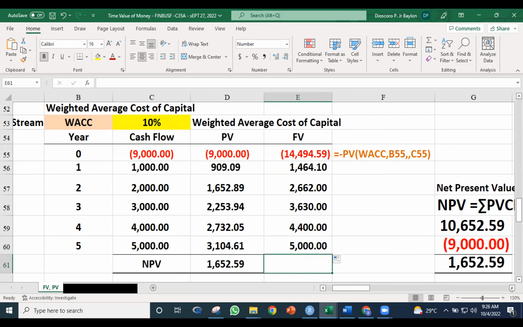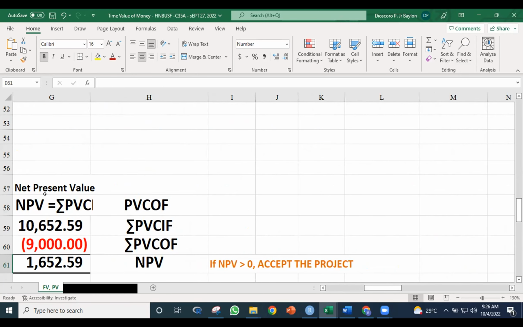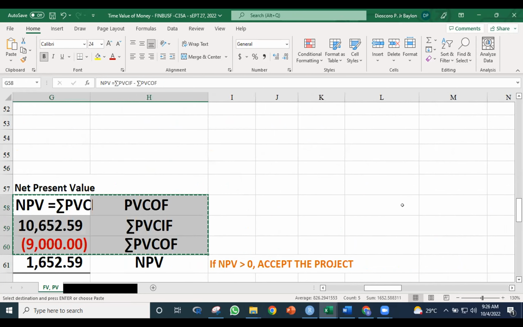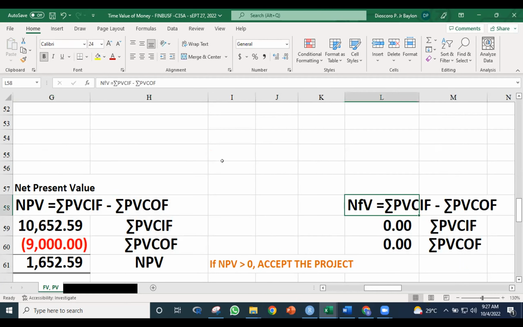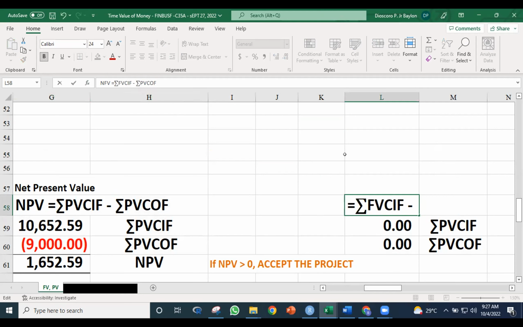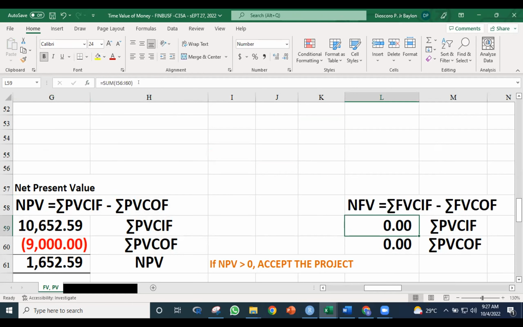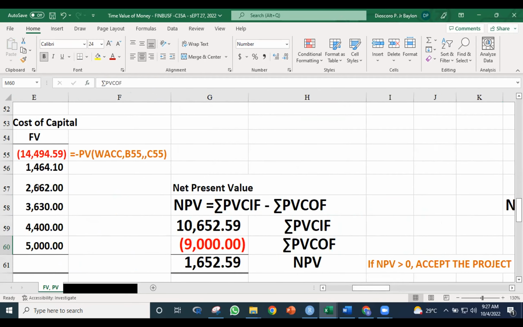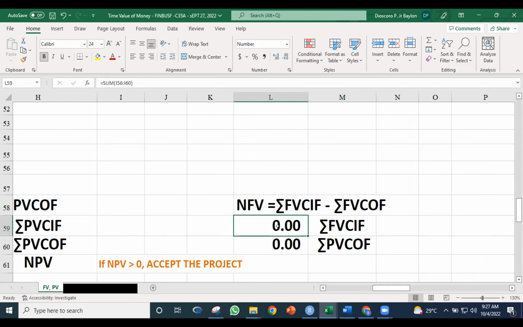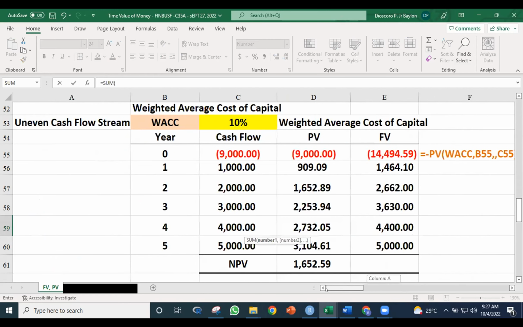So we can just copy this and replace this by net future value. So the net future value is equal to, we're just replacing the P with F. It's the future value of your cash inflows minus the future value of your cash outflows. So the future value of our cash inflows is just the sum of this amount. So it's equal to sum of these ones. These are all now your future cash flows.